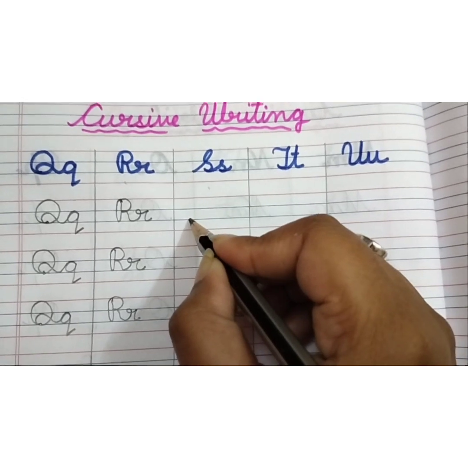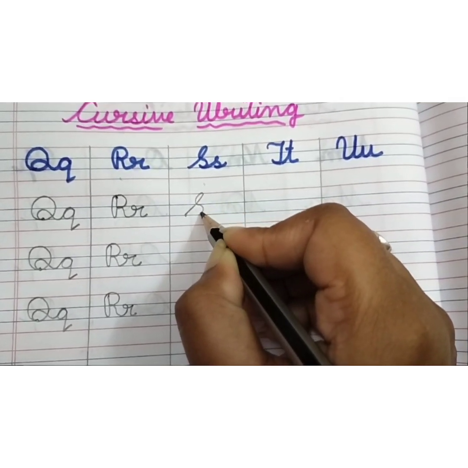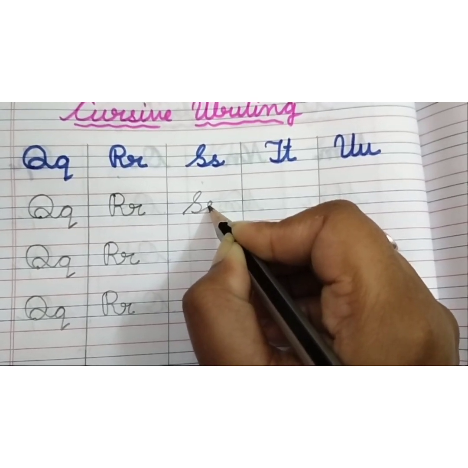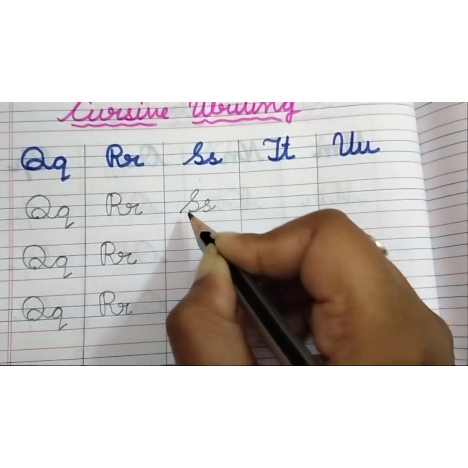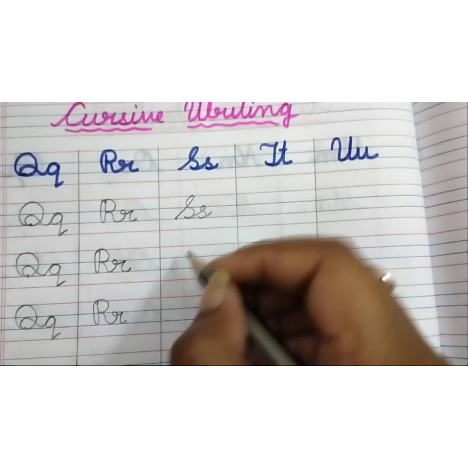From here we will go up to the red line. Then again we will come down to this third blue line. From here we will join and we will write small letter S. So this one is capital letter S and this one is small letter S.